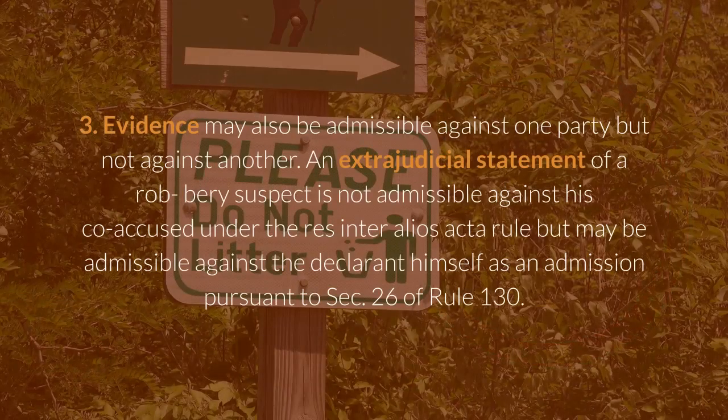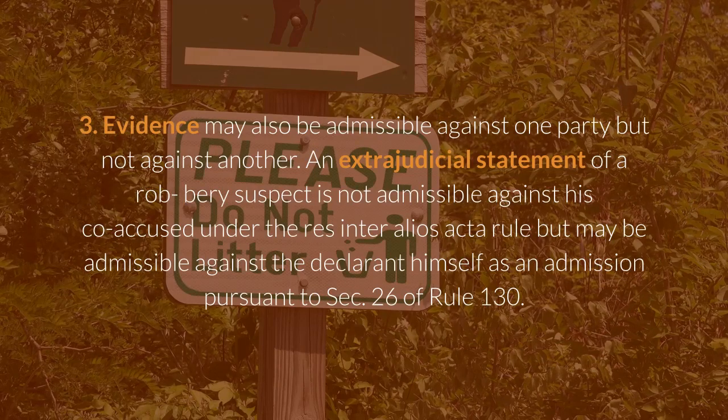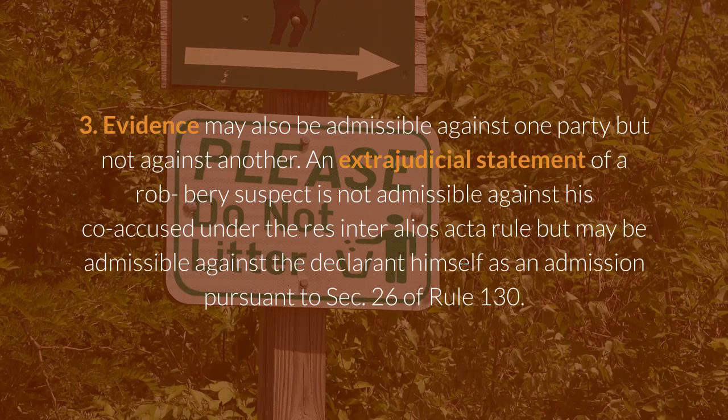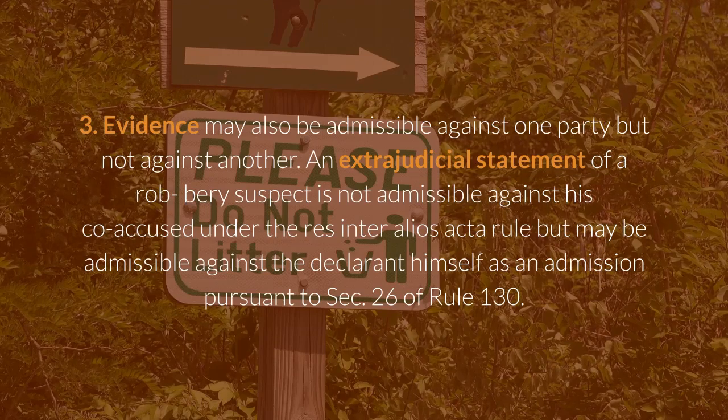3. Evidence may also be admissible against one party but not against another. An extrajudicial statement of a robbery suspect is not admissible against his co-accused under the res inter alios acta rule but may be admissible against the declarant himself as an admission pursuant to Sec. 26 of Rule 130.